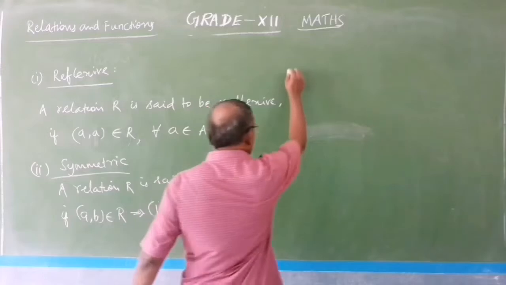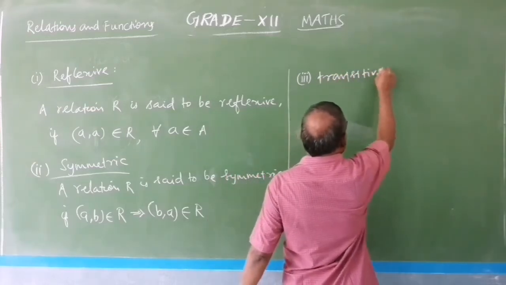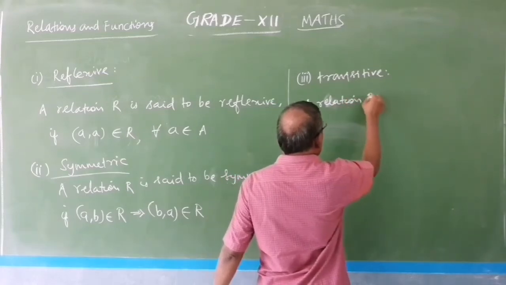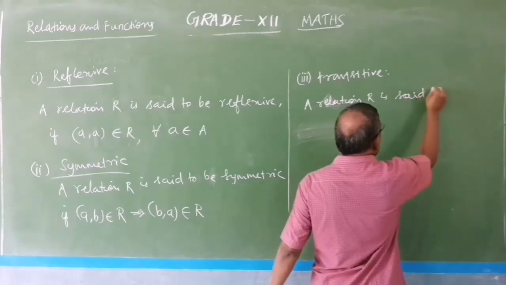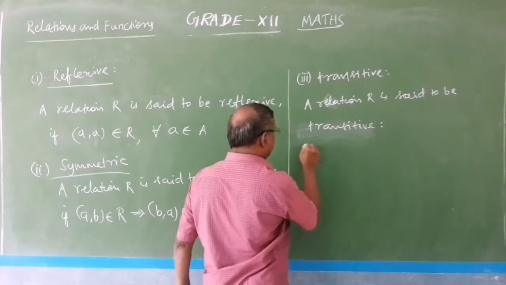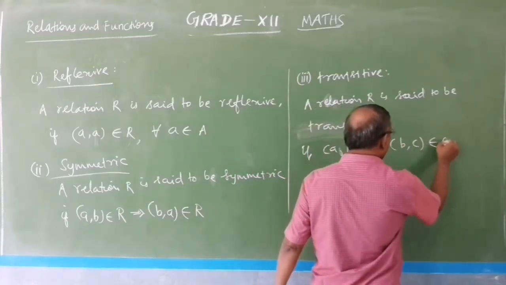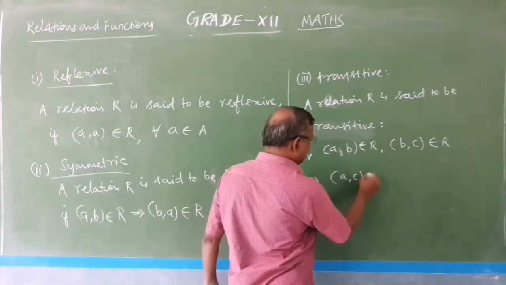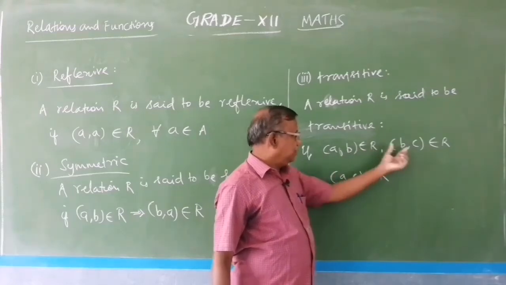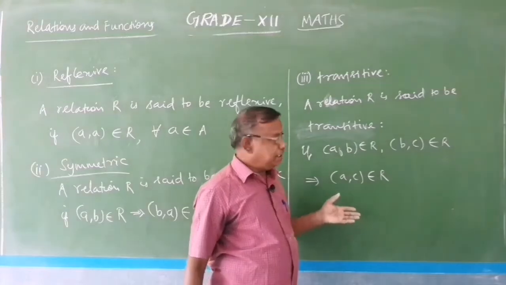Therefore, for every (a, b) belongs to R, (b, a) must belong to R, and such a relation is said to be symmetric. And the third one is transitive. A relation R is said to be transitive if (a, b) belongs to R as well as (b, c) belongs to R implies (a, c) belongs to R. That means if (a, b) is an element of R, and also (b, c) is an element of R, then we must have (a, c) also an element of R. So then only we can say that the relation is transitive.